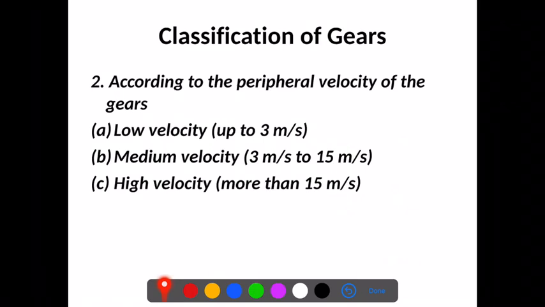Now, according to the peripheral velocity of the gear drive, these can be classified as low velocity gear drives, where the velocity is up to 3 meters per second; then moderate or medium velocity gear drives, where the velocity is from 3 meters per second to 15 meters per second; and high velocity gear drives, where the velocity is more than 15 meters per second.